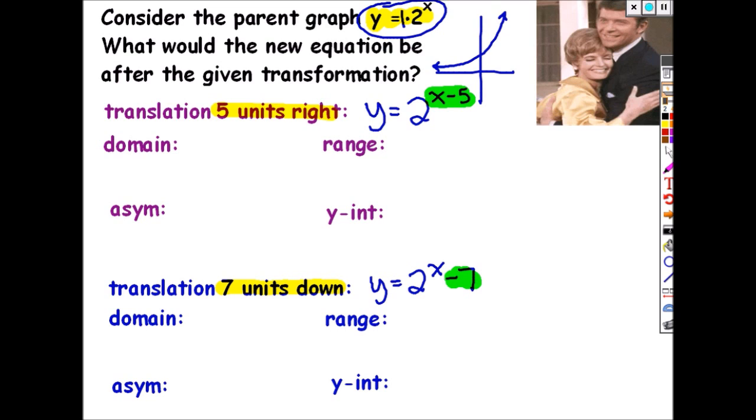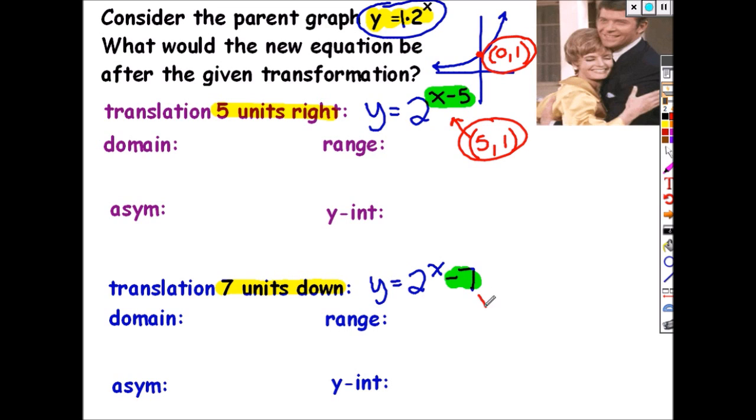You could check. On your parent graph, we said if I plug in 0, I get out 1, since 2 to the 0 is 1. Now, for this function right here, if I plug in 5, then I'd get out 2 to the 0. So if I plug in 5, I get out 1. This point is actually moved 5 to the right.